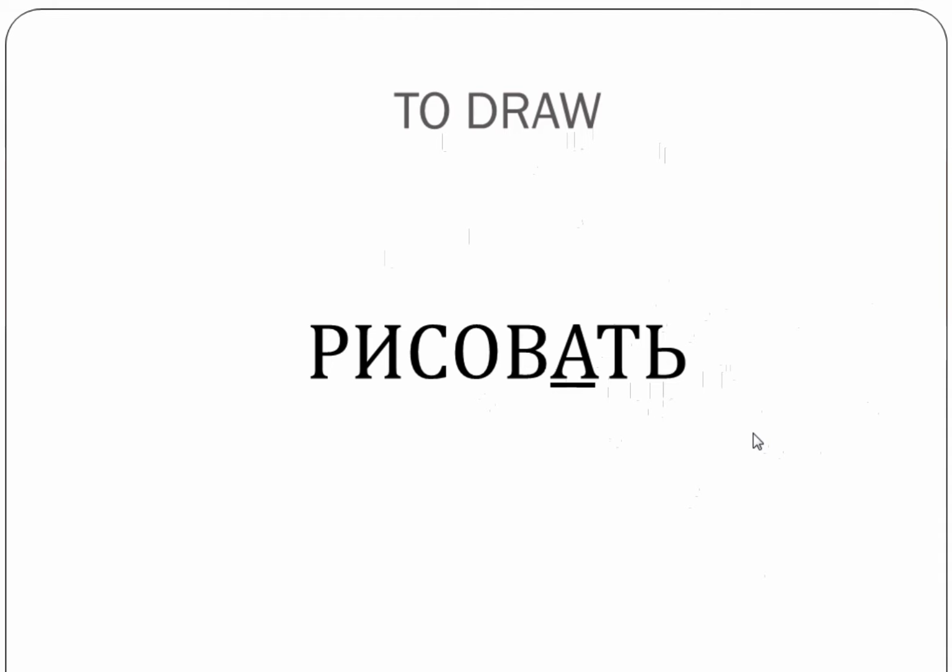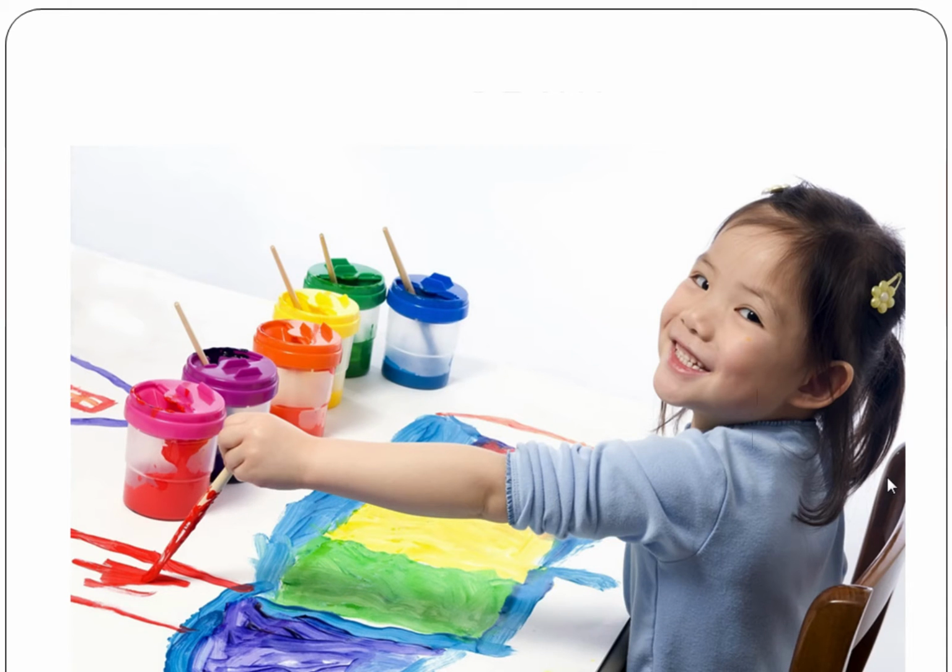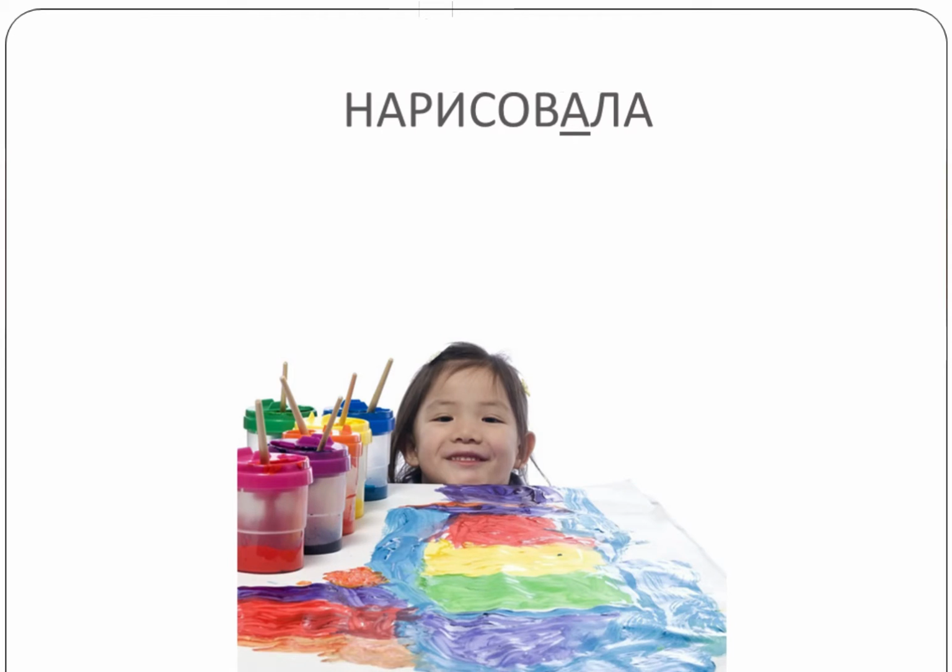So рисовала. And we're going to need it because we want to describe this lovely, smiling girl, who is drawing something here. So if I wanted to say the girl was drawing a picture, the verb in that sentence in Russian would sound like this, рисовала. If I wanted to describe this picture, where I see the girl is not drawing anymore, she's finished, she's done, here is the picture, it's ready, I would say нарисовала.